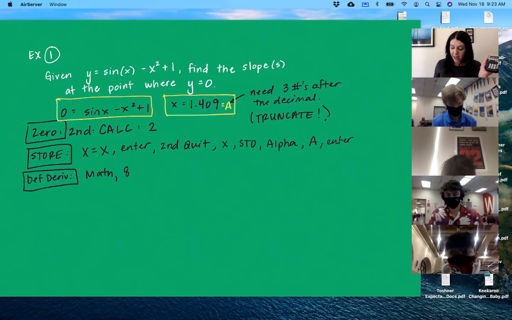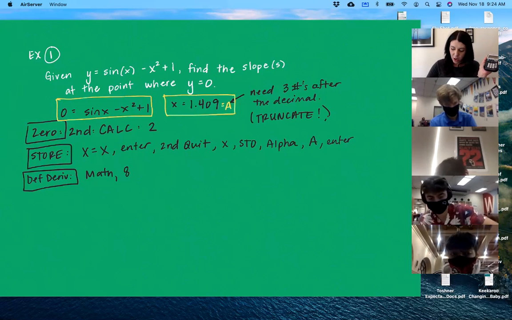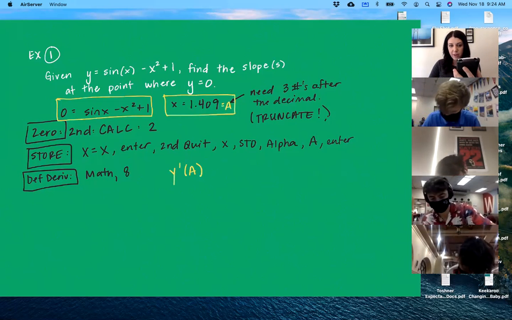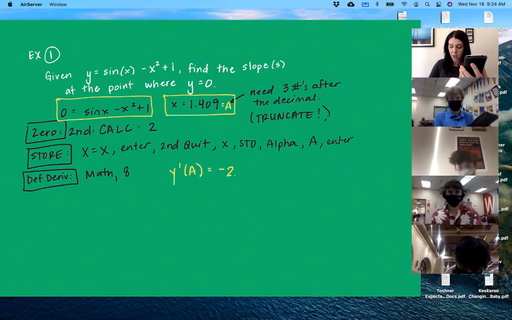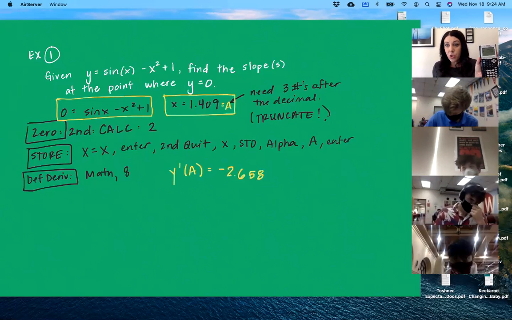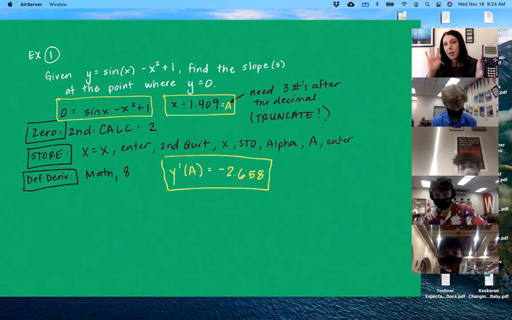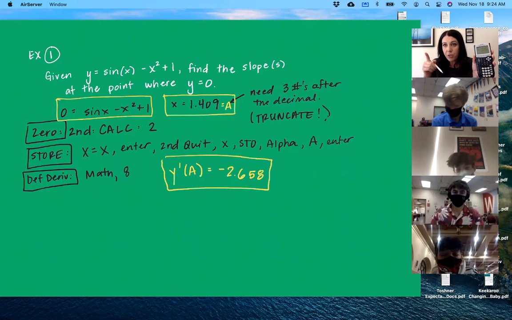And what we want to find is y prime of A. And again, you could write y prime of 1.409. And what we found is that y prime of A is equal to negative 2.658. 3 numbers after the decimal. Truncate is my recommendation. You are allowed to round if you want. I don't know why you would. Okay, and then that's it. That would be all the work required for this problem, sort of. There's another place where we had a value of 0, but for time purposes, we're just going to do this first one.